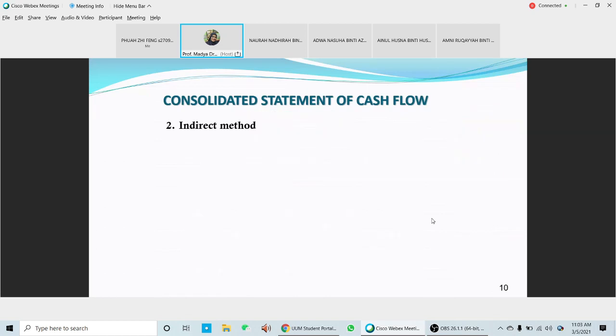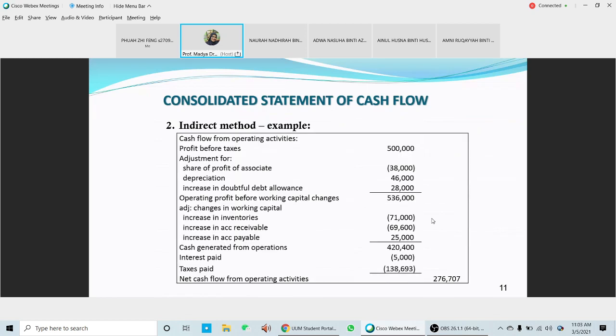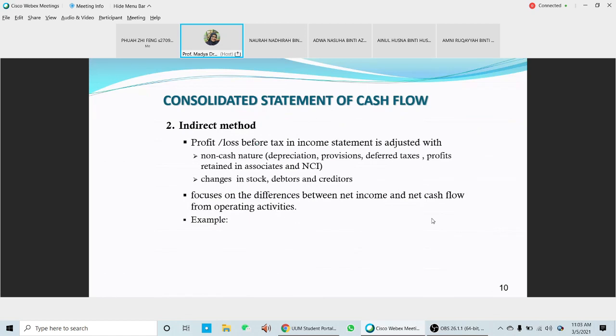Okay, another method that we have here is the indirect method. For the indirect method, we're going to make an adjustment from the profit or loss before tax in the income statement. You need to adjust for items of a non-cash nature. So if you have depreciation, provision, deferred tax, profit retained in associates, these are related to non-cash nature, so we need to make an adjustment, either plus or minus. And then the other one is changes in stock, debtors and creditors. The next one is changes in current assets and current liabilities. Any item that you have in current assets and current liabilities, we call this changes in working capital.